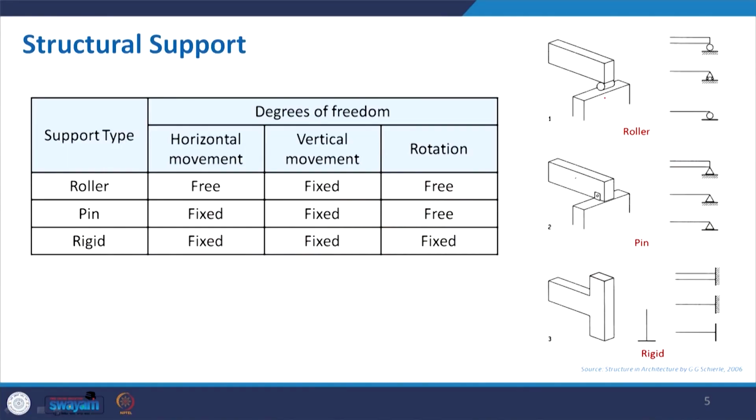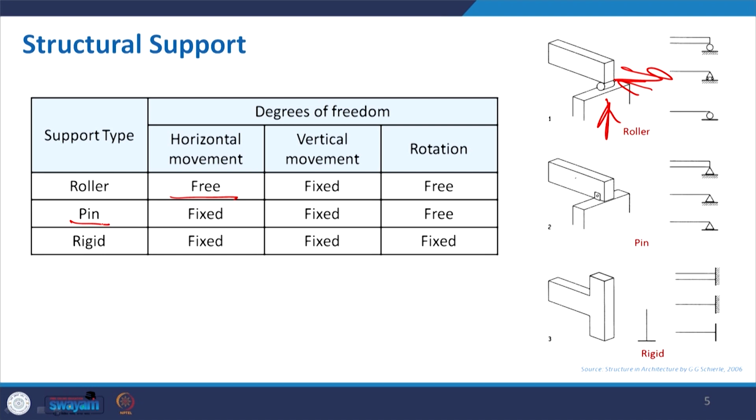So, in this case what is going to happen, in the degree of freedom for a roller, horizontal movement is free because it can go this side or this side, but vertical movement is not free, it is fixed, but the rotation definitely may happen about this particular point.